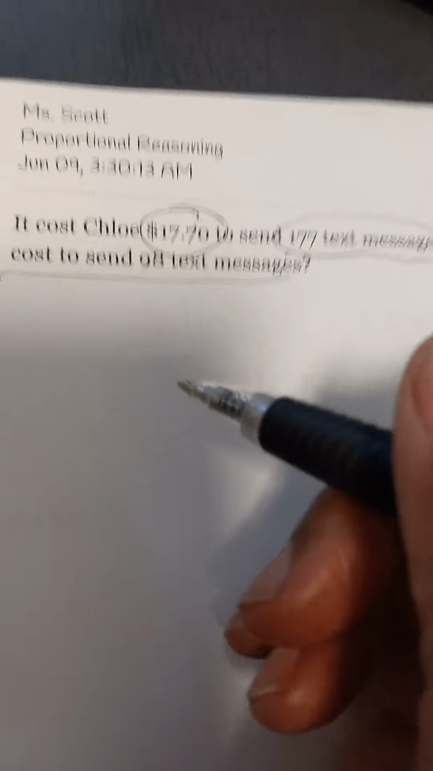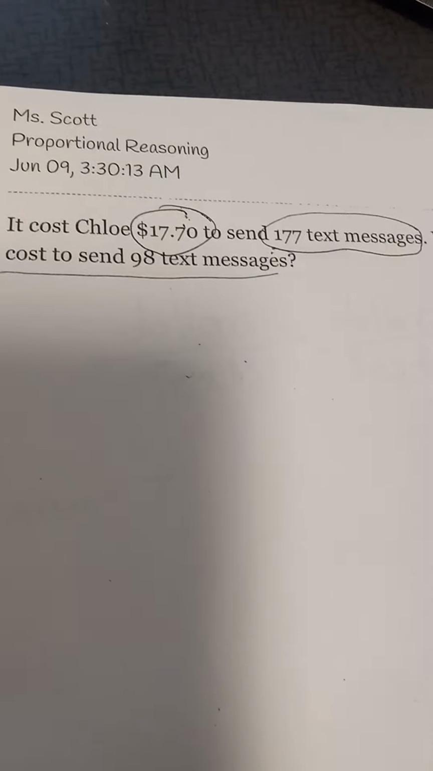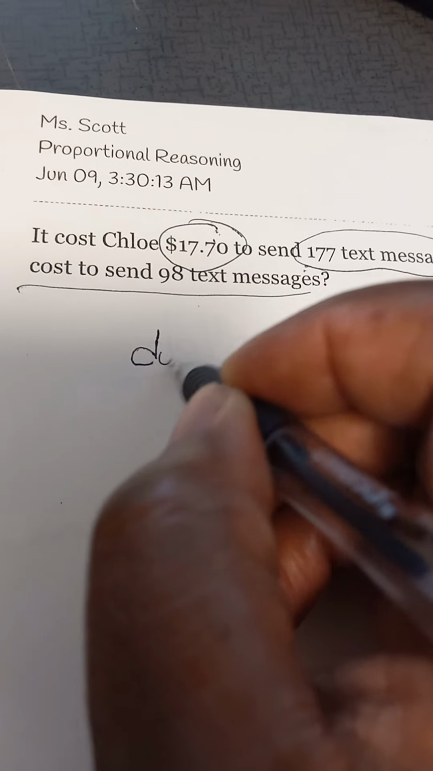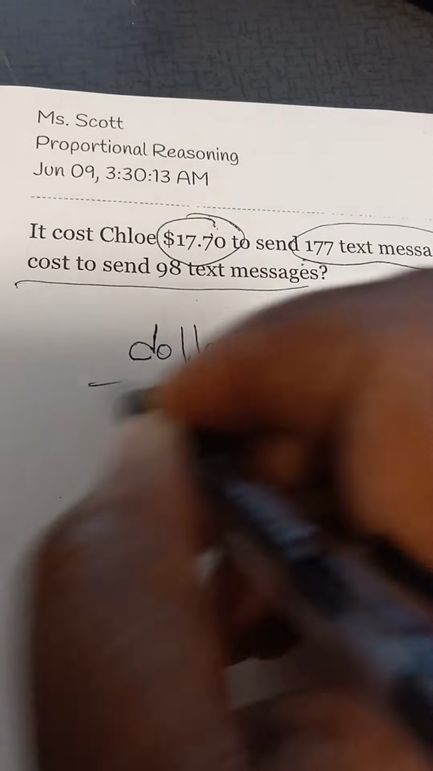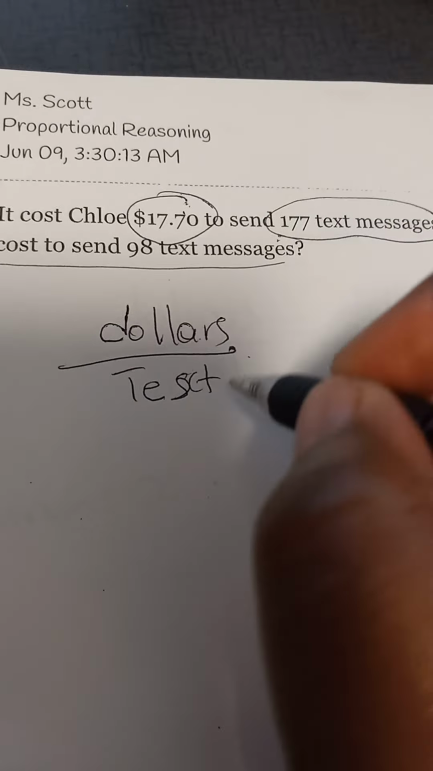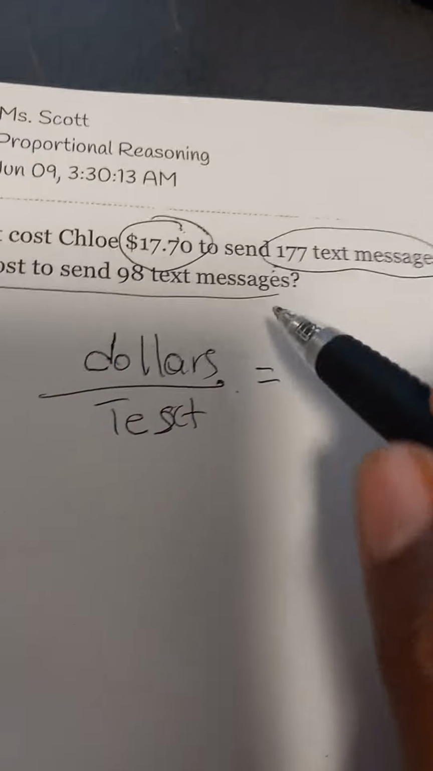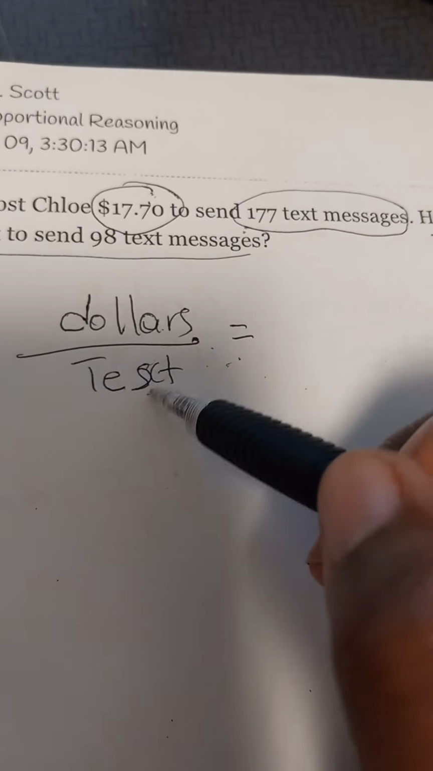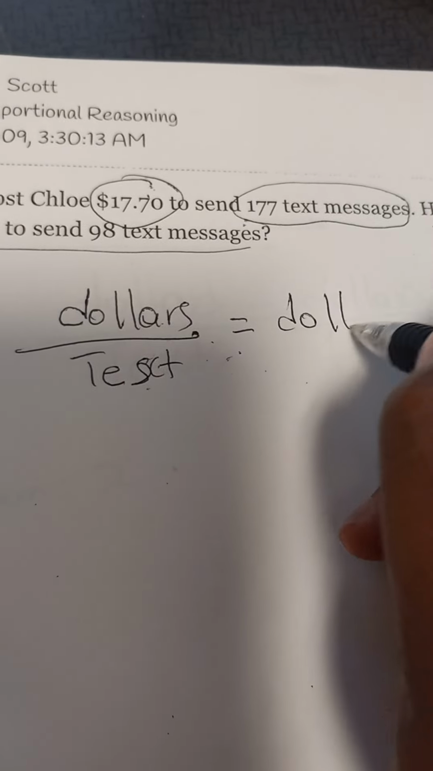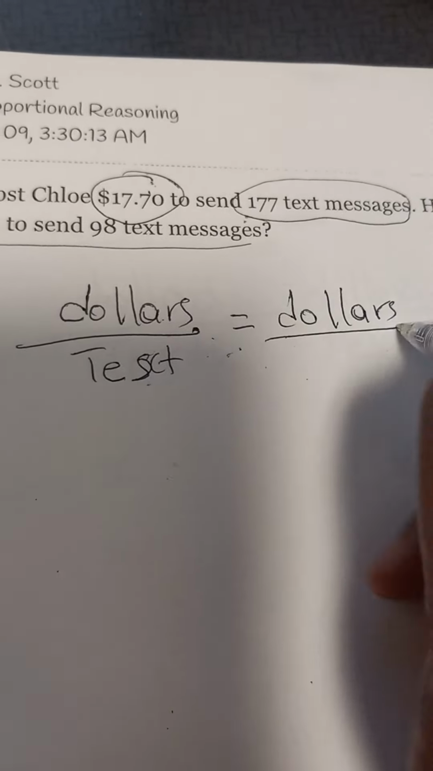So we're going to set up this proportion. The proportion is cost, or dollars, per text. And remember, when you set up a proportion, you have to put an equal sign. It's like you're saying two ratios are equal to each other, right? Dollars per text.